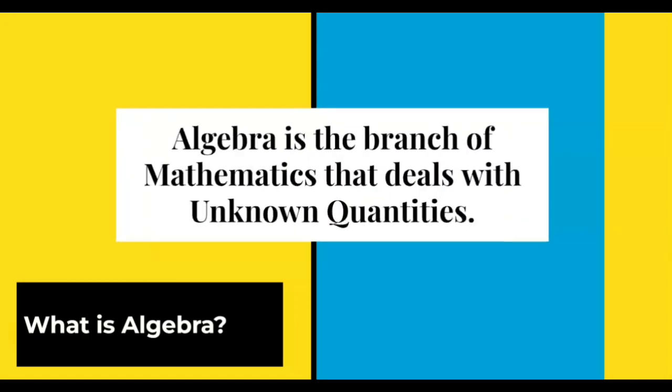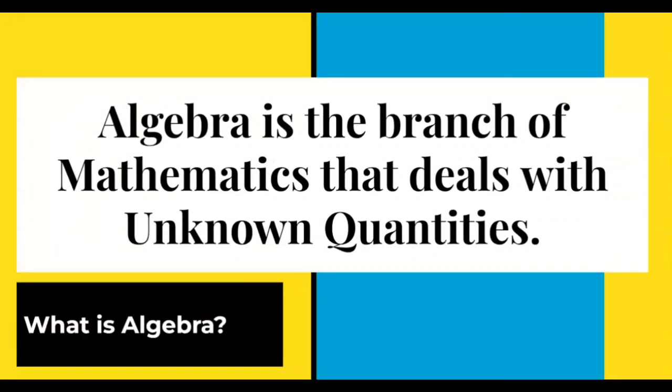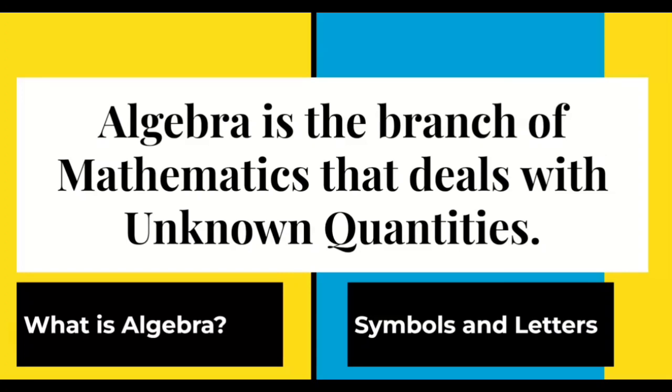What is algebra? When we hear the term algebra, what are we talking about? So algebra is the branch of mathematics that deals with unknown quantities. So quantities that we need to find some unknown, that is algebra. Or unknowns are represented using symbols and letters.